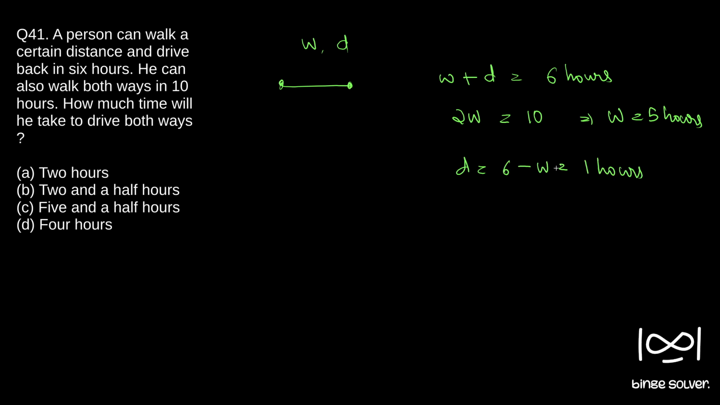So we got the time he takes to cover that distance by walking and driving separately. The question is, how much time will he take to drive both ways? To drive both ways, he will take 2D time. We got D as 1 hour. So 2 into 1, which is 2 hours, is the answer. So A is the correct answer. It's the solution to question 41.